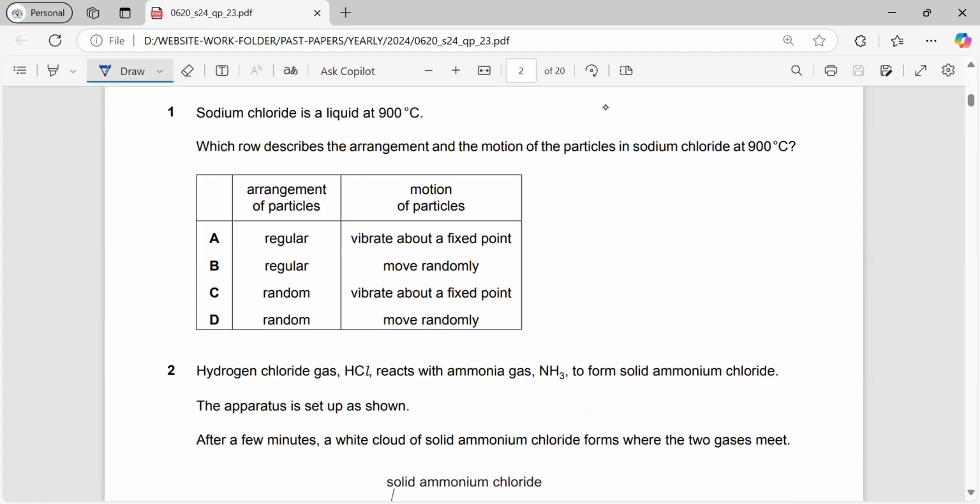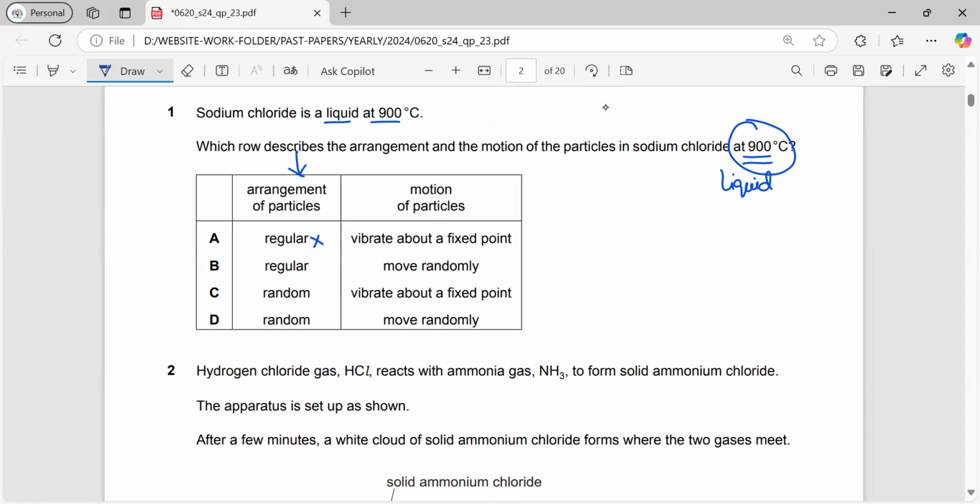Sodium chloride is a liquid at 900 degrees Celsius. Which row describes the arrangement and the motion of particles in sodium chloride at 900 degrees? So, sodium chloride is a liquid at 900 degrees Celsius. So, if they're asking at 900, it means at 900 degrees Celsius, it's a liquid. So, we'll see how the particles are arranged.